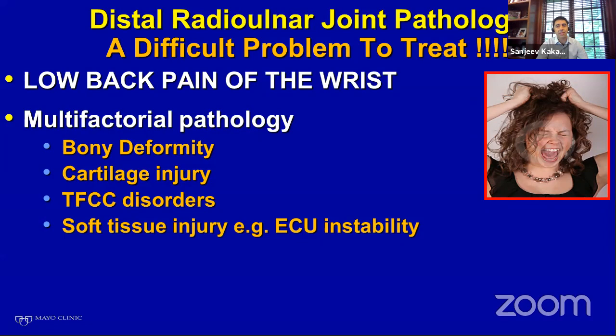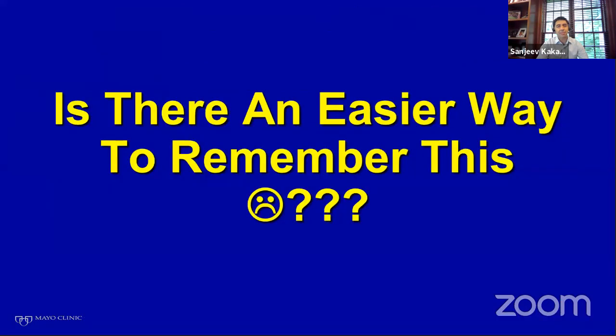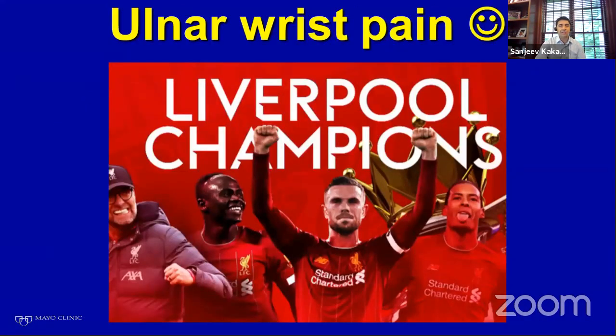It can be bony, it can be cartilage, it can be soft tissue. As you've shown nicely in the anatomy, trying to put that into one area can be difficult, but it's important because they're not mutually exclusive. If you treat them as mutually exclusive events, that's where you get into problems. So is there an easier way to remember this? And hopefully end 30 years of hurt, as we recently did and won the Premier League title.